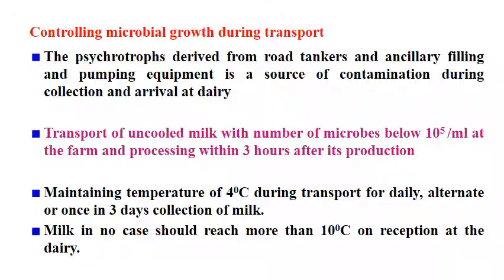And thirdly, maintaining a temperature of 4 degrees Celsius during transport for daily, alternate or once in 3 days collection of milk. So we should be able to keep the temperature at 4 degrees Celsius to control microbial growth during transport. Milk in no case should reach more than 10 degrees Celsius on reception at the dairy. So when the milk is finally reaching the dairy plant and being received, it should never reach more than 10 degrees Celsius.